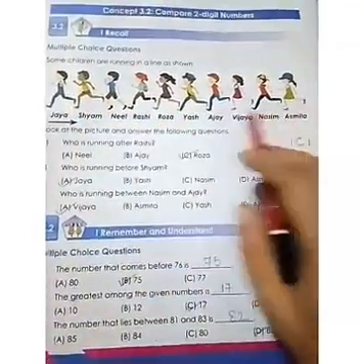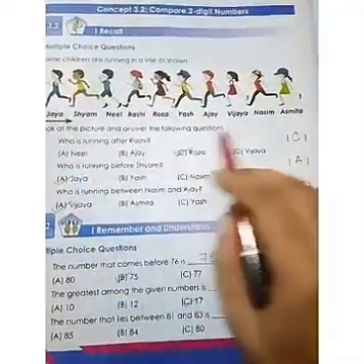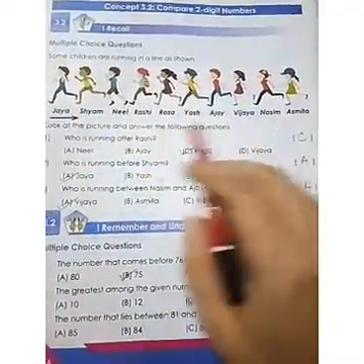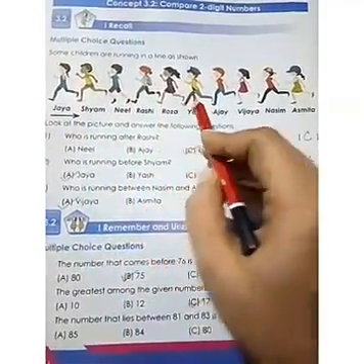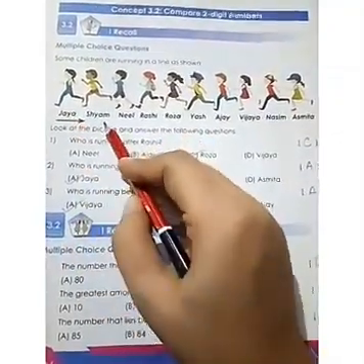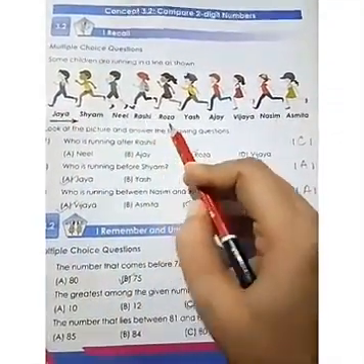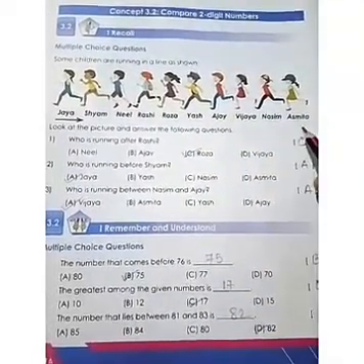So some examples are given here. Some children are running in a line as shown. They are running in a line, one after another. So how many children are there? 1, 2, 3, 4, 5, 6, 7, 8, 9, 10. And what are their names? Jaya, Shyam, Neil, Rashi, Roja, Yash, Ajay, Vijaya, Naseem and Ashmita.